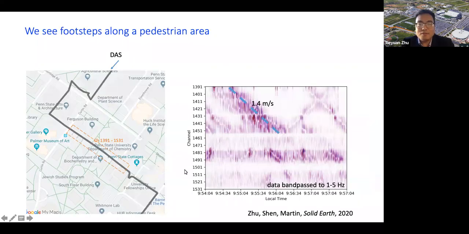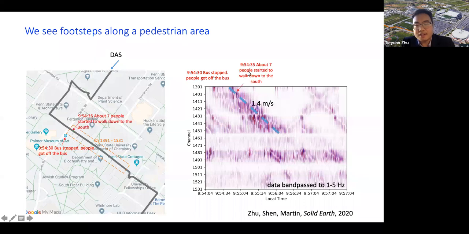This is a very interesting example of footstep detection. The black line here represents the DARS cable. This is a school bus station, and my student did an experiment. He sat down here, and then a school bus stopped and people got off the bus. A group of 7 people walked down to the south. You see, our DARS picked up the energy of these 7 people as a linear line.